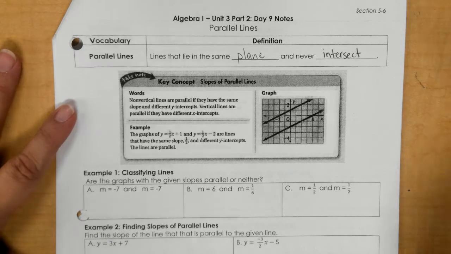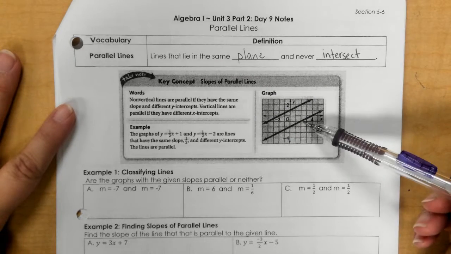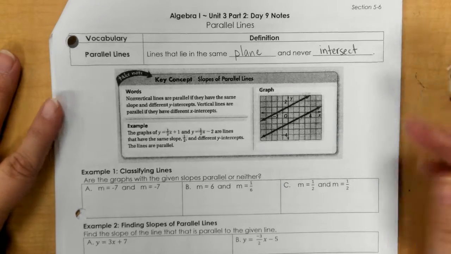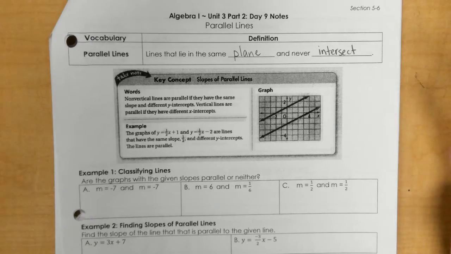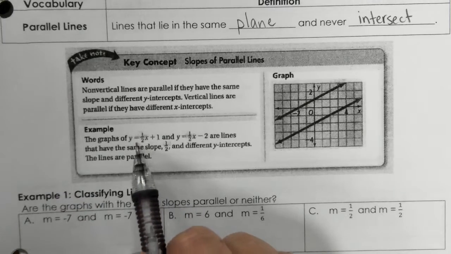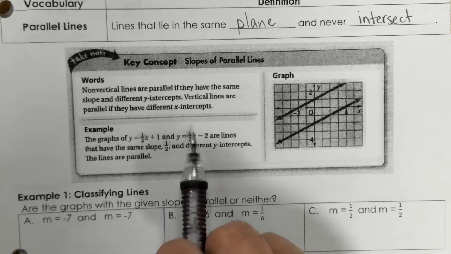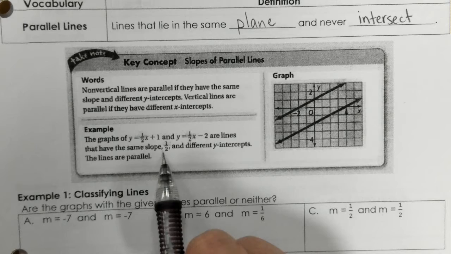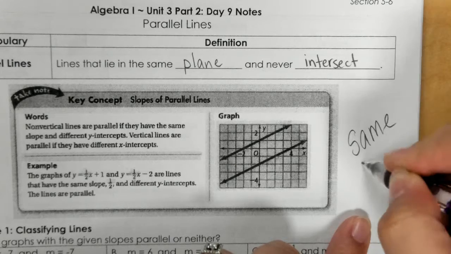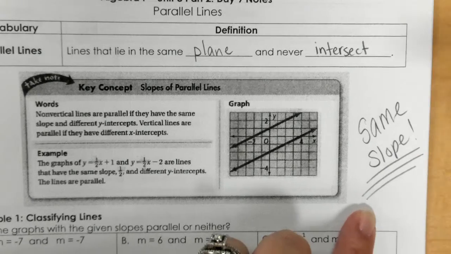In day 9 notes, parallel and perpendicular lines, we can see that the lines here are parallel. They are laying on the same coordinate plane, and parallel lines never intersect. We bring this up in algebra because we talk about their slopes. In the example, it talks about the equations of both of these lines, and you can see that 1/2 is the same in both lines. So what we understand about parallel lines is that their slopes are the same. Slopes are the same in parallel lines.